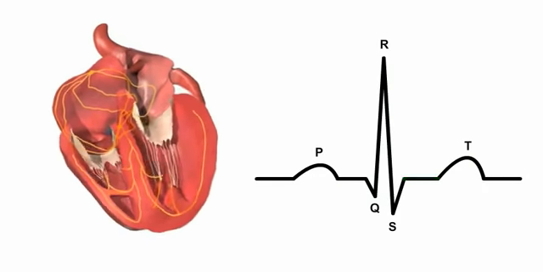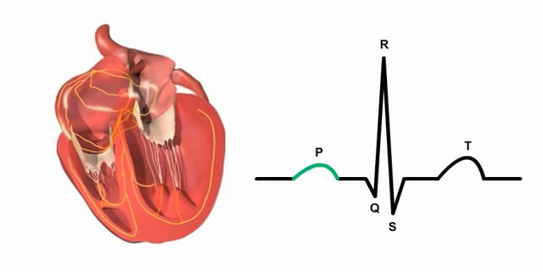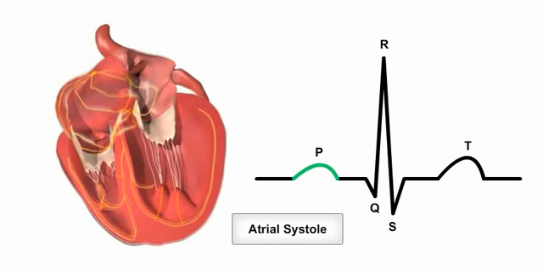ECG. In a normal heart, each beat begins in the right atrium with an action potential signal from the sinoatrial or SA node, the heart's natural pacemaker. The signal spreads across both atria, causing the muscle cells to depolarize and contract, inducing a phase known as atrial systole. On the ECG, this atrial depolarization is represented by the P wave.